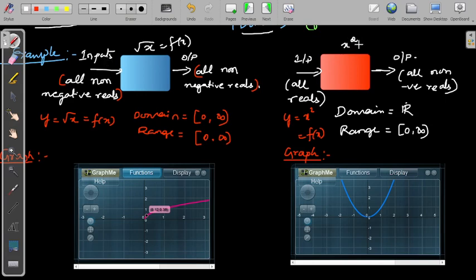Now take up one more function, x square. What this function does is whenever you input some value, it will square that, it will multiply the value with itself and produce the output. That is what this machine x square does.